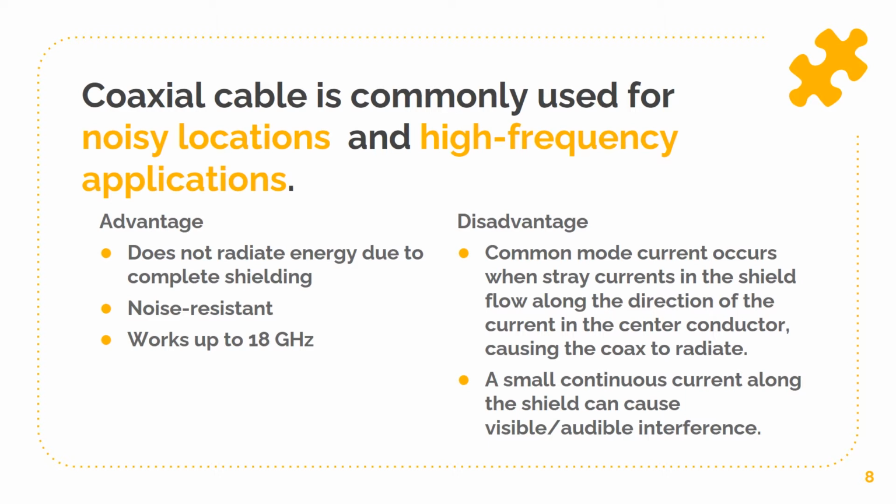Common mode current occurs when the stray currents in the shield flow along the direction of the current in the center conductor, causing the coax to radiate. And a small continuous current along the shield can cause visible or audible interference.